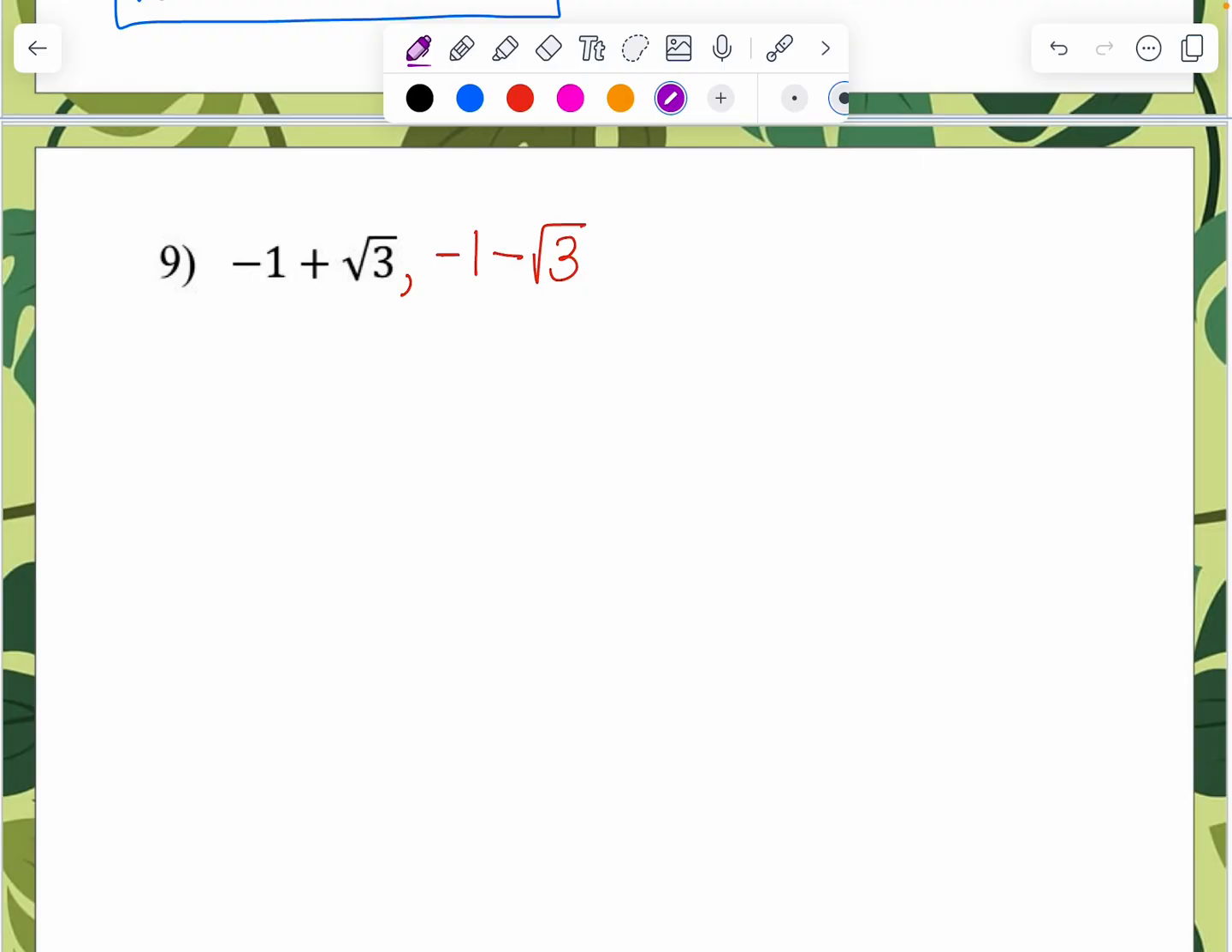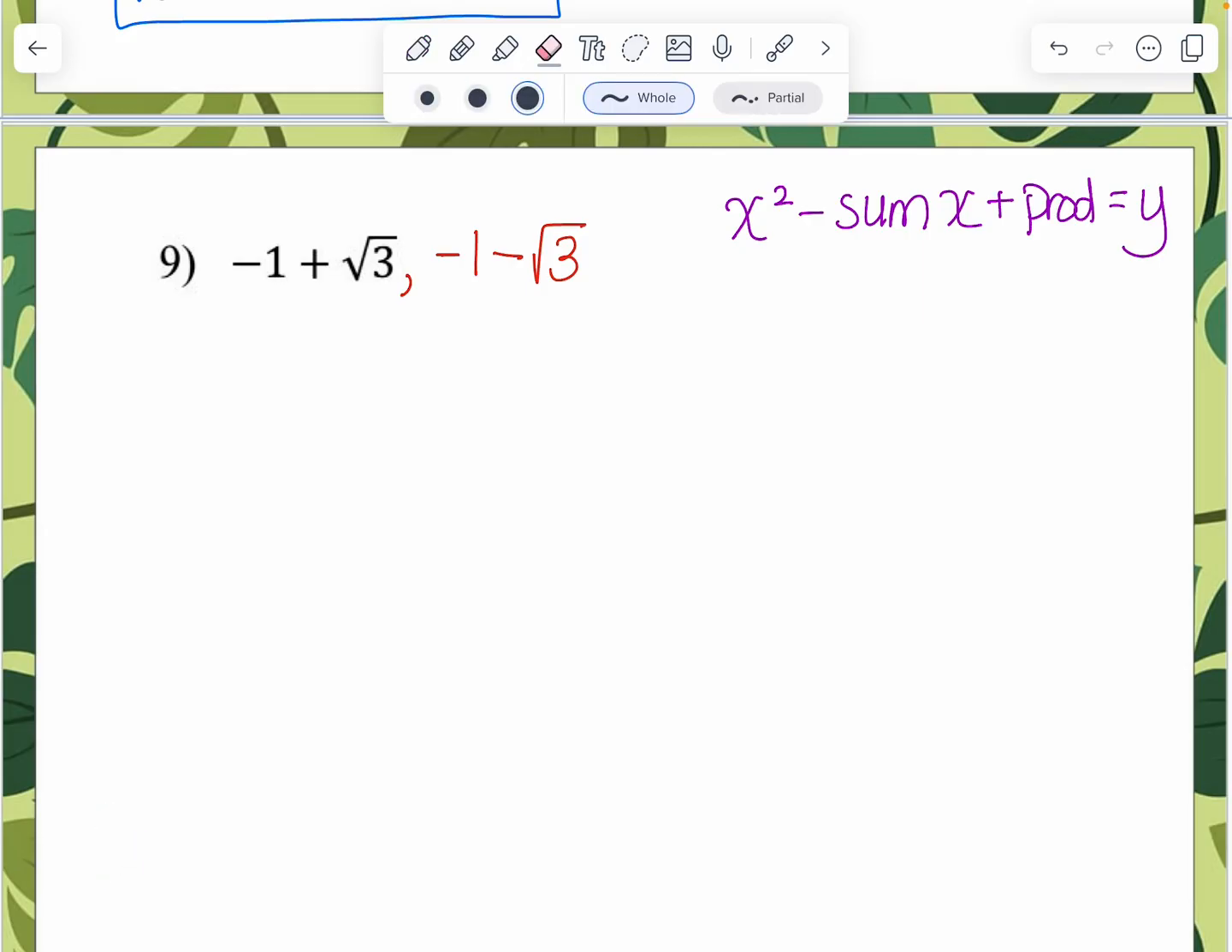So I'm going to use the sum and product of roots theorem, which says that x squared minus the sum of the conjugates times x plus the product of the conjugates equals y or equals 0. So I know I'm going to have x squared. I don't know why I'm using parentheses. How do I go? I have x squared.